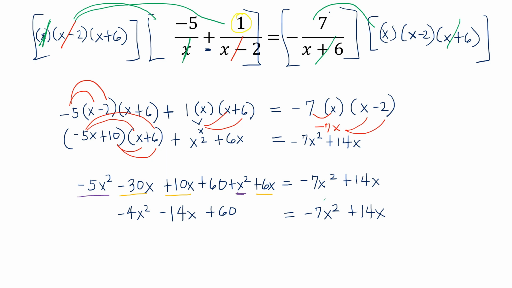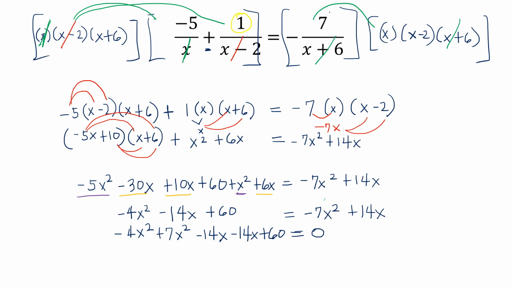Okay. And then by APE, we have negative 4x squared plus 7x squared minus 14x plus 60 equals 0. Nothing is left on the right side. Since by APE, they are now all written on the left side.